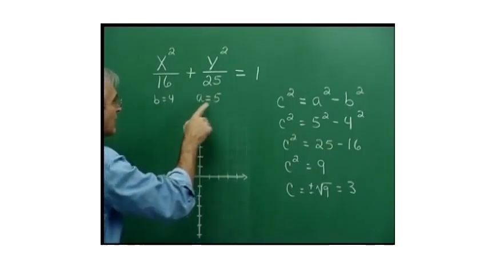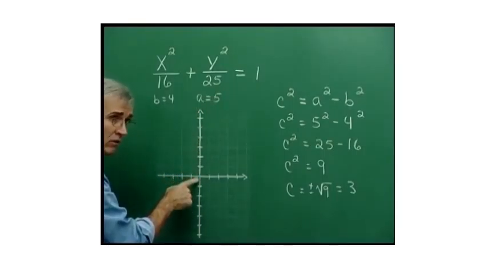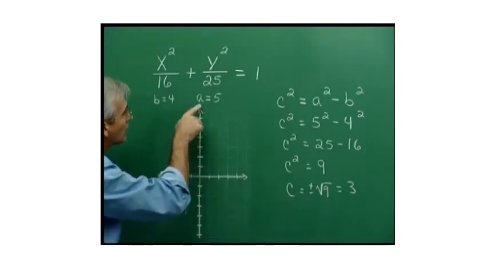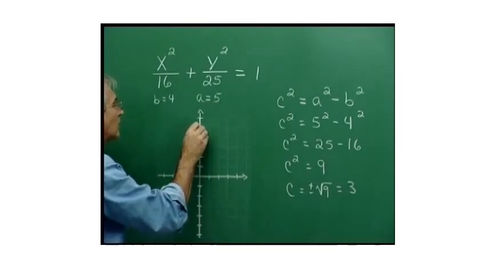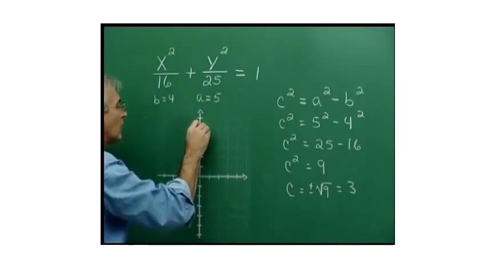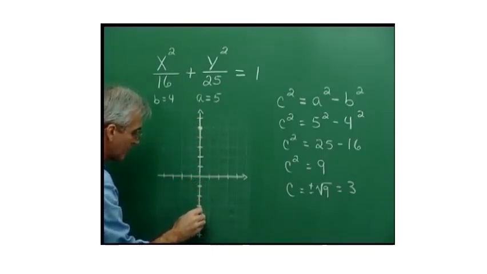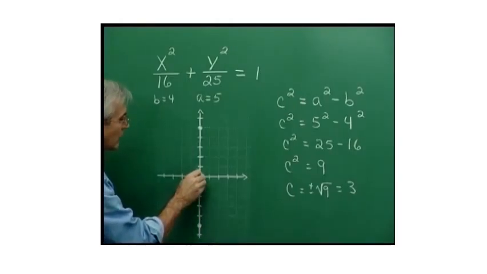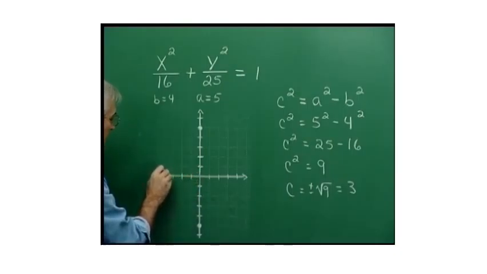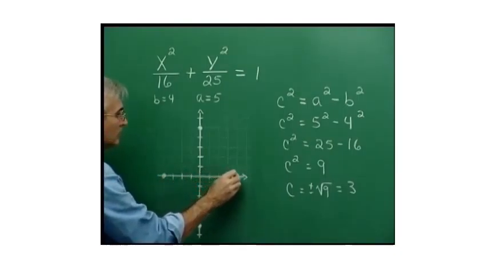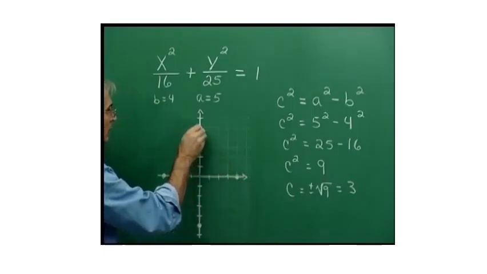So now, if a is 5 from our origin, from the center of our ellipse, we go a distance vertically of 5 in both directions. The b distance is 4, so from the center we go left and right a distance of 4. And we can draw the ellipse.